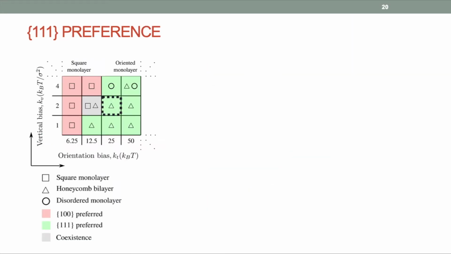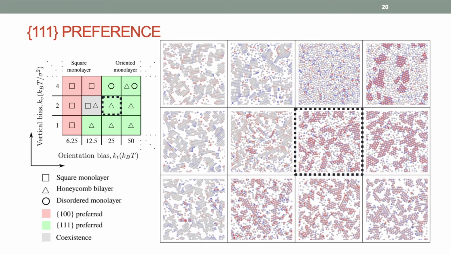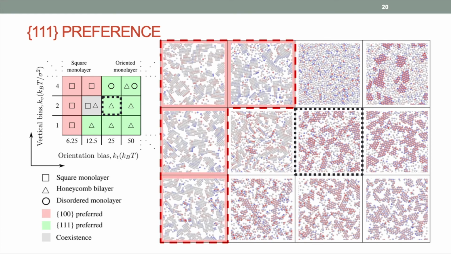We also simulate a range of conditions by slightly changing the strength of the imposed biases and then tabulate our results as a phase map. We observe three major phases: the square monolayer, the honeycomb bilayer, and a disordered phase. It is important to remember that the strength of the biases given by Kv and Kt represent physically relevant measures of the interfacial conditions, nanoparticle size, etc. And these can be correlated to real experimental handles.